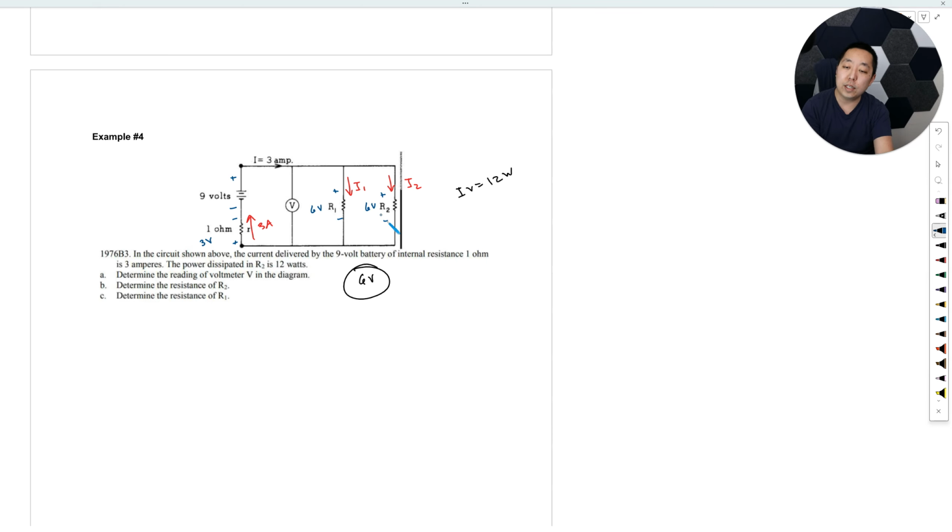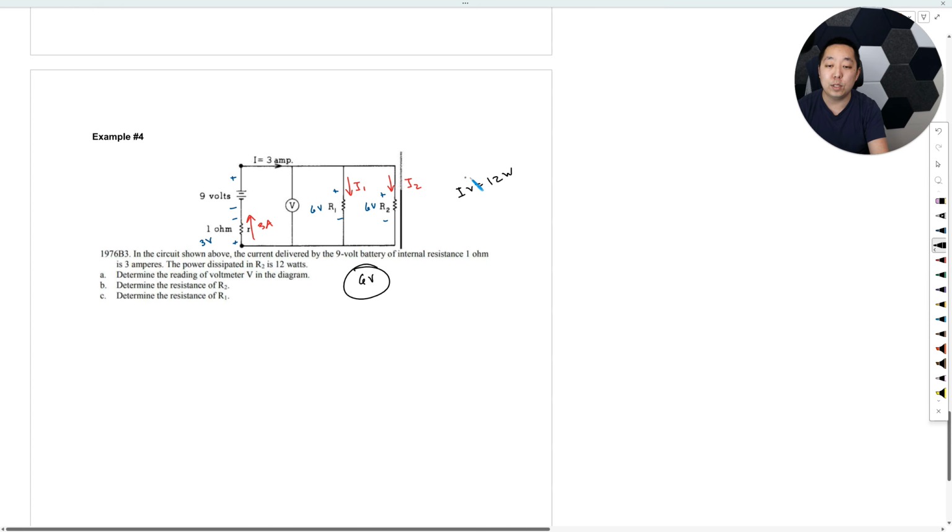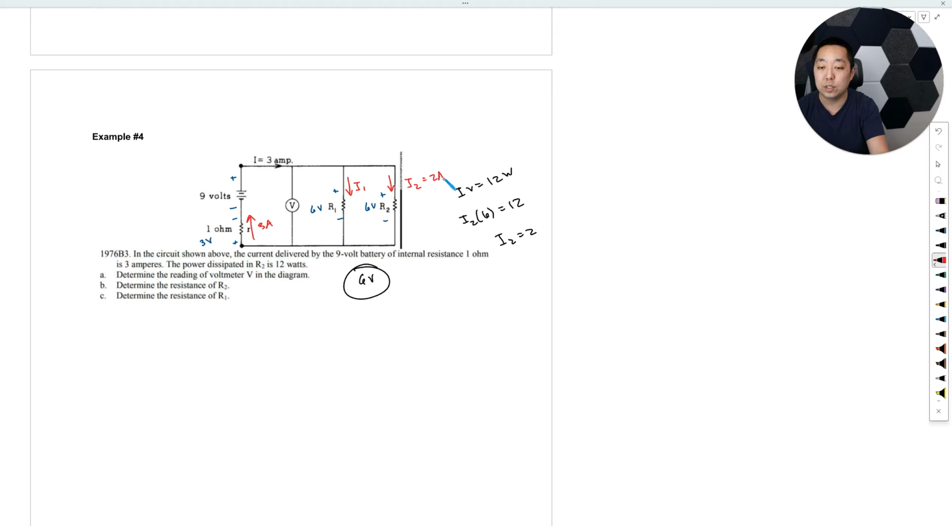Determine the resistance of R2. Now, here, again, we know the voltage drop. We don't know the resistors, nor do we know the currents. However, we do know something about the power going through here. We know I times V is 12 watts, and we know the voltage. So that means we can solve for the current through this guy, right? So that's going to be I2 times 6 is equal to 12, and so I2 has to be 2 amps. So that means now we know that this is 2 amps. Okay? Now I know the voltage and the current, how do I solve for the resistance? Well, V equals IR. So that means the 6 volts across here has to equal the 2 amps through that resistor times R2. So R2 has to equal 3 ohms.